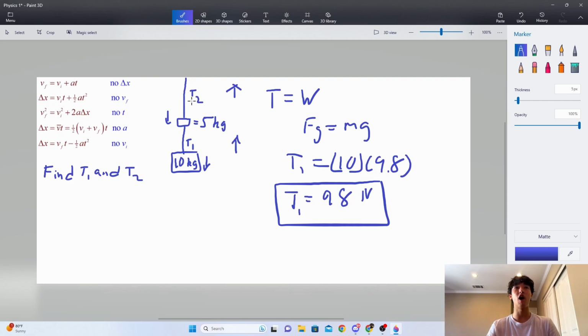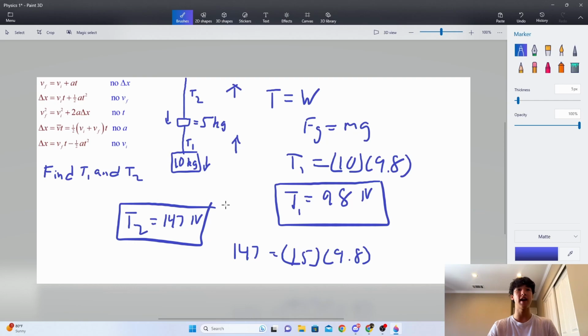This T2 also has the strain of holding T1, the 10 kilograms, essentially. So we just add these masses, and it's going to be 15 times 9.8, which comes out to be 147 newtons. So T2 is equal to 147 newtons, and that's it. Very simple. I promise the next one's going to be more complex.